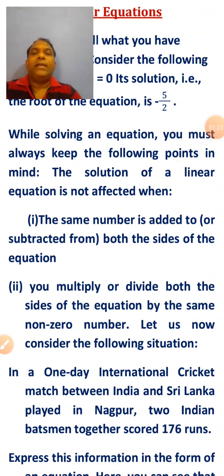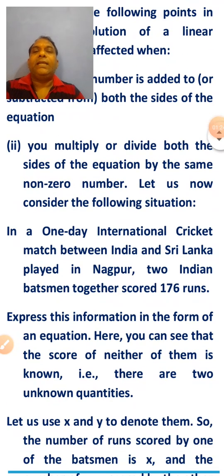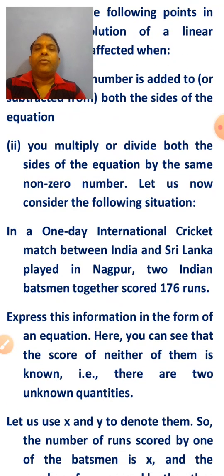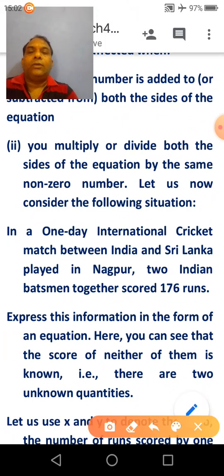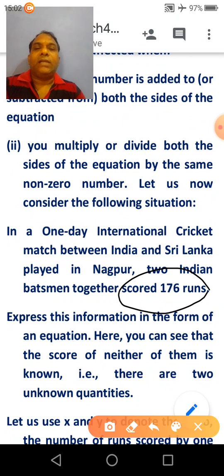In a one-day international cricket match between India and Sri Lanka played in Nagpur, two Indian batsmen together scored 176 runs. Total score is 176 runs. Express this information in the form of an equation.